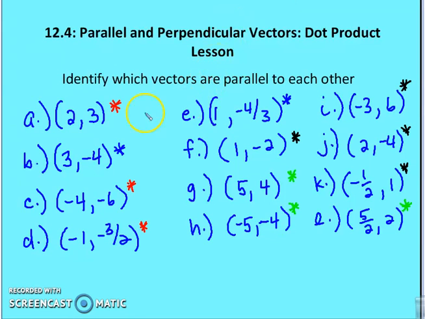All right, so I've highlighted the vectors that are parallel to each other. I'm not going to go through all of these. 2, 3 times a constant k of negative 2 ends up being negative 4, negative 6. 2, 3 divided by negative 2 ends up being negative 1, negative 3 halves. So you can see how some constant is applied to the vector to come up with the parallel vector. All the vectors in red are parallel to each other. All the vectors in blue are parallel, green parallel to each other, and black parallel to each other.